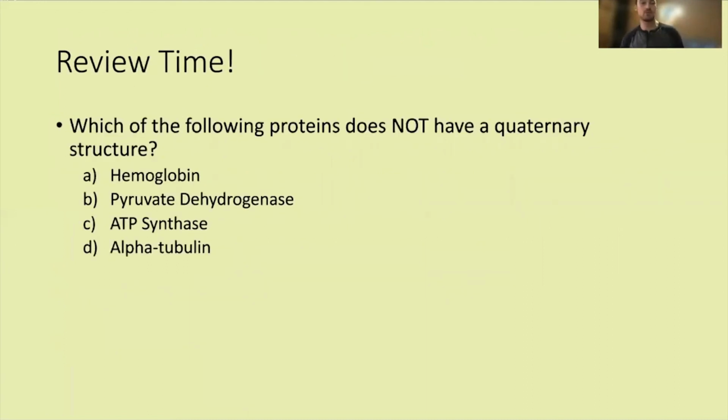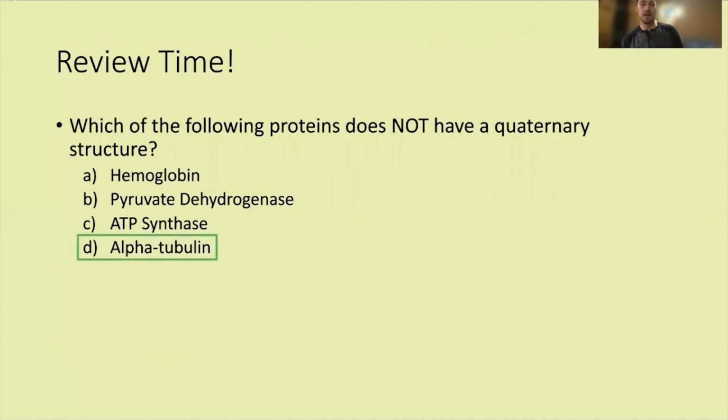Okay, so that brings us to the first review question. So read this over. I would pause the video, take about a minute to answer your question. And then when you unpause, I'm just going to go over the answers really quickly. So which of the following proteins does not have a quaternary structure? The correct answer is alpha tubulin.